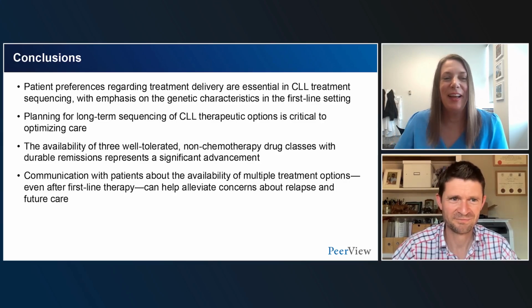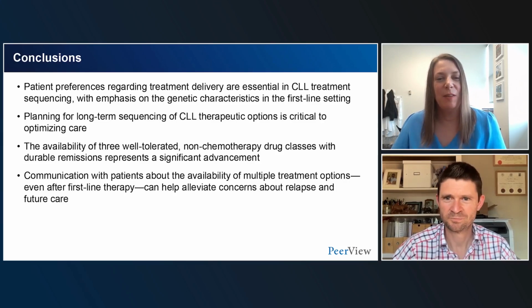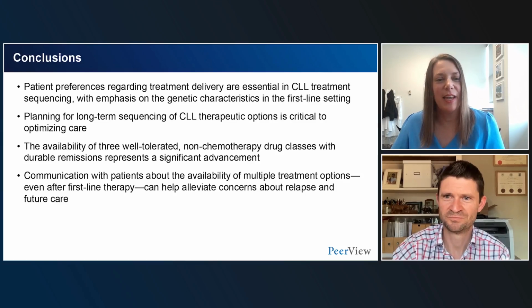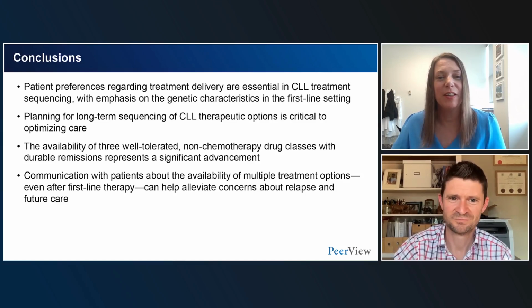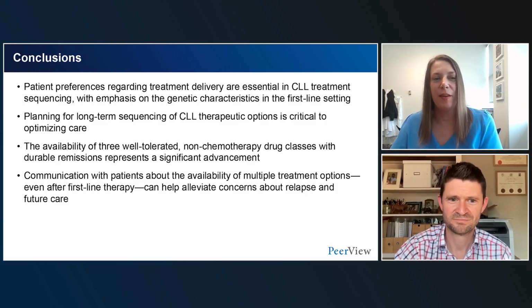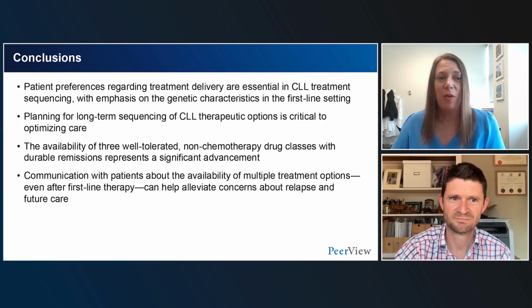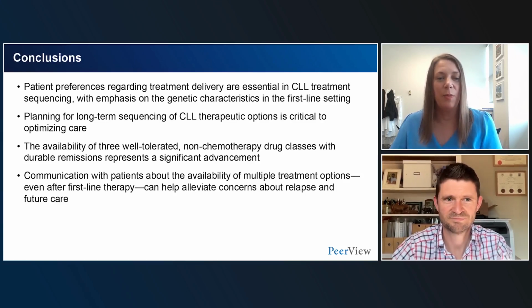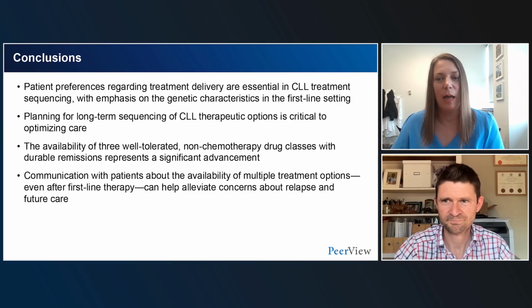Yeah, absolutely. And I'll just add, harkening back to the CLL Society and PeerView survey we saw earlier, I think talking to patients in the frontline setting and as they go through therapies, noting that there are still lots of options remaining even after their first line treatment goes a long way to alleviating those fears that people have about what's going to happen when they relapse on their frontline treatment. Are there any options that are available still? So yeah, a great time to be taking care of CLL patients when we have so many of these options.